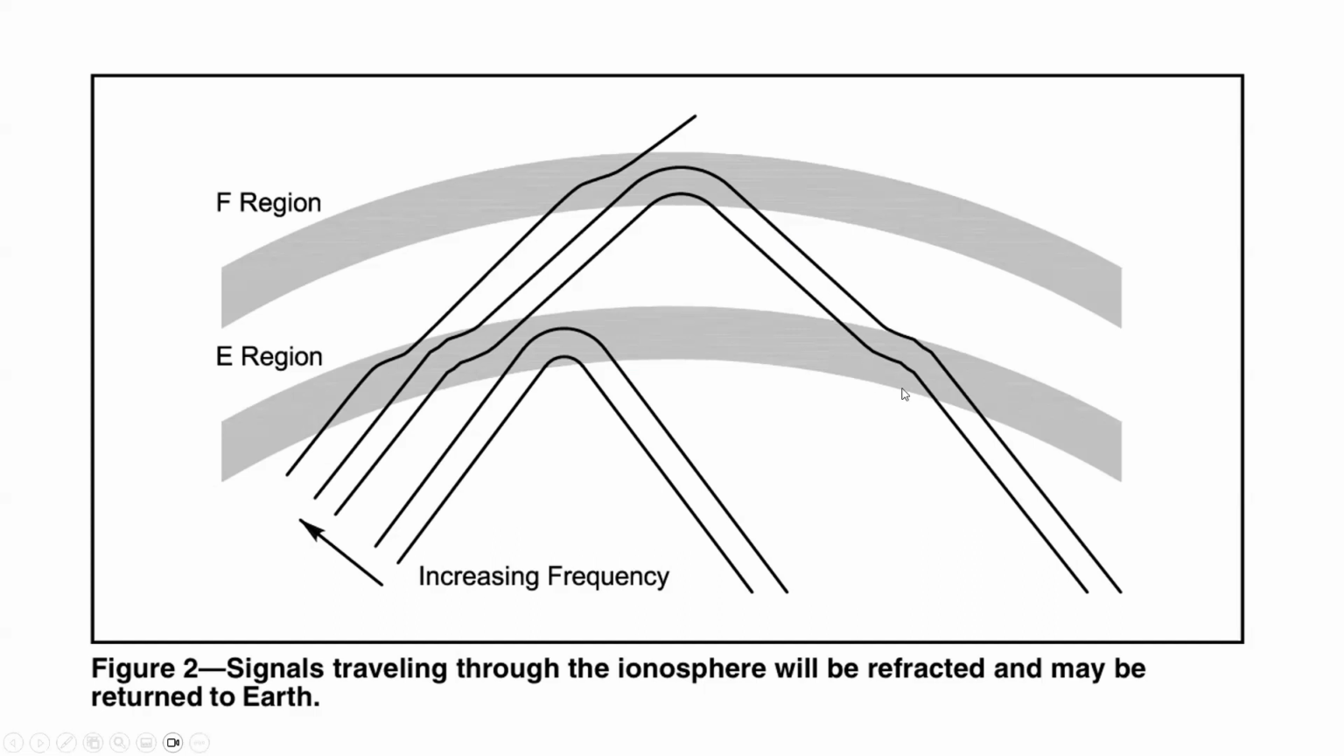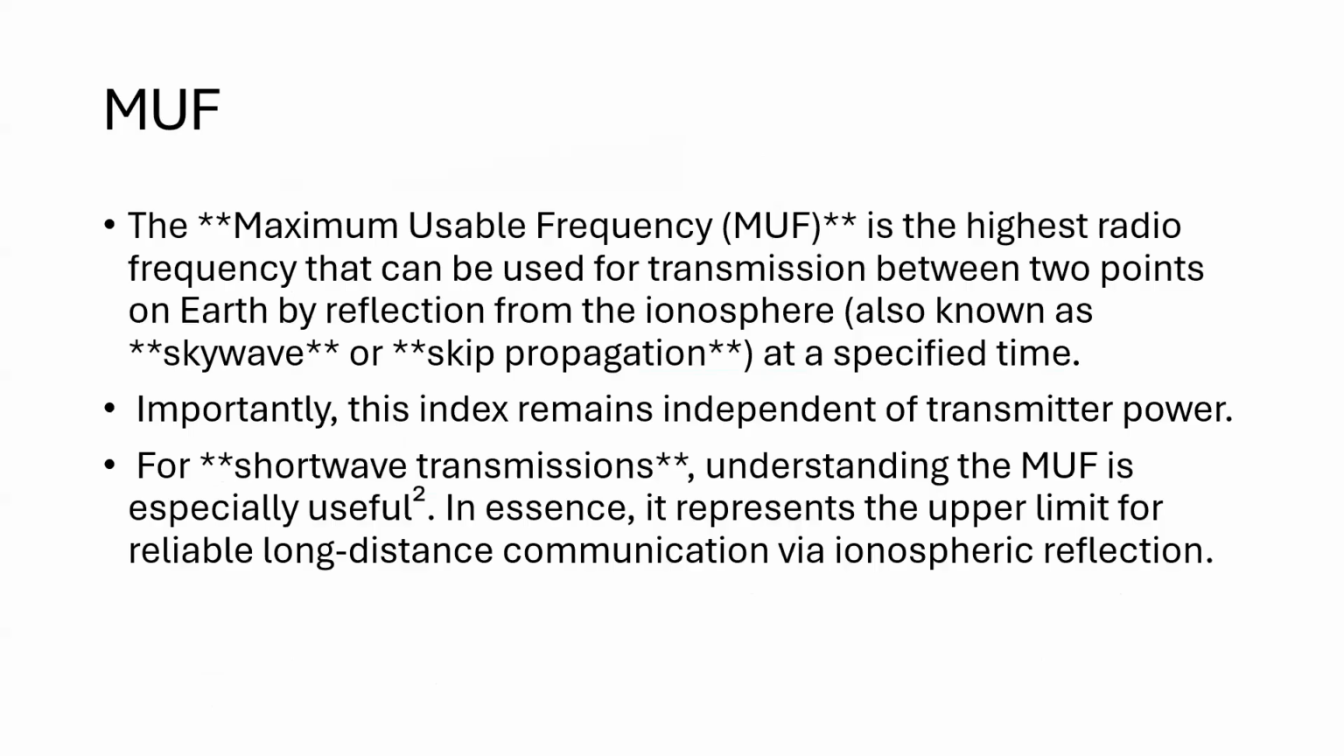And actually, this process of bouncing, it can bounce off the Earth, but for multiple hops. So it's something that we get for free. I like to say God provided this, and it's something there's no charge for, unlike some other kinds of communication. So maximum usable frequency is the highest radio frequency that can be used for transmission between 2 points on Earth by reflection from the ionosphere. And one notable thing, well, this kind of propagation is called skywave propagation, or skip.